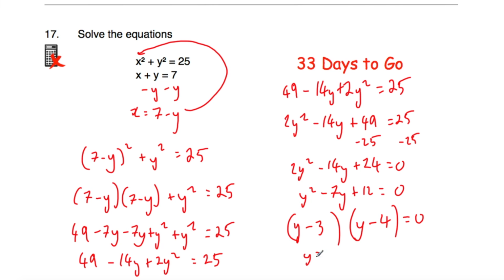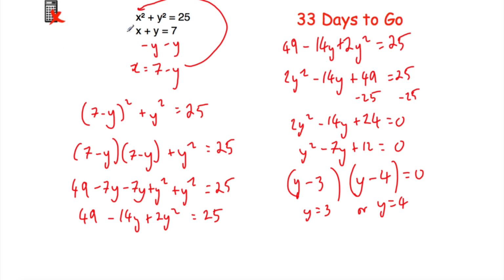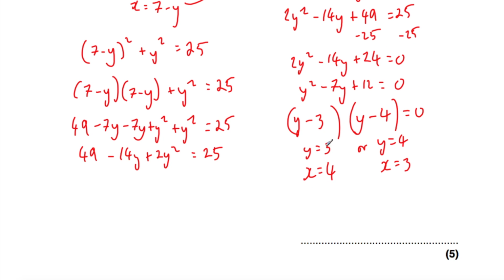So that means that y is equal to 3 or y is equal to 4. Now if we substitute those back into our top equations, if we had y is equal to 3, we're going to get x plus 3 is equal to 7, so that would be x is equal to 4. And in this case, if y is equal to 4, we then get x is equal to 3. And there will be our solutions, that y equals 3 and x equals 4, or y equals 4 and x equals 3.